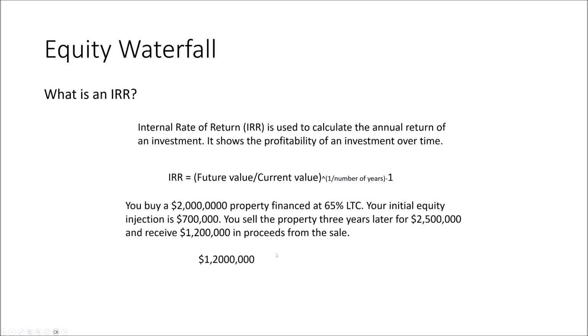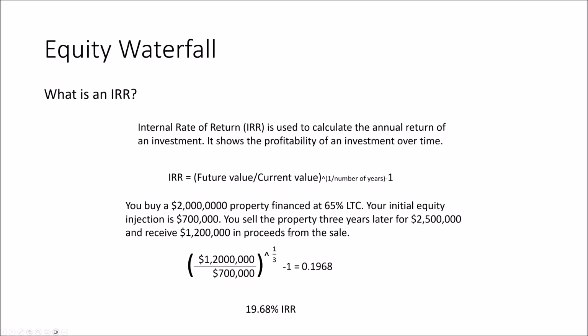So the math looks like this. You take the $1.2 million received divided by your initial investment of $700,000. You're now throwing in the time, to the power of 1/3, and you end up with 0.1968. So IRR would be 19.68% in that situation.